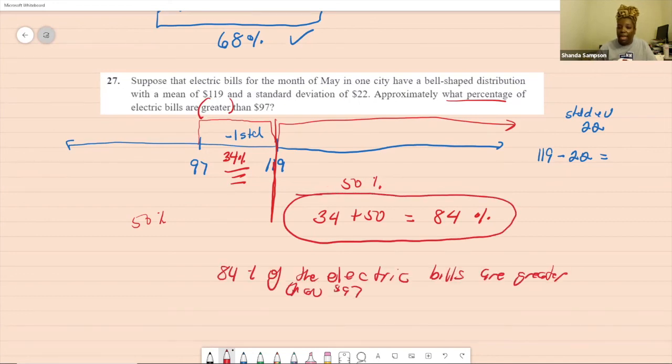Let's recap that. We know the mean breaks our data up into 50-50, half of your data above, half below. So we know that the above part gives us 50% of the data. Since this is one standard deviation down, 68% lies between 1 and -1, and half of that, 34%, lies below the mean. So 34% plus 50% gives you 84%. That's how you work that one.